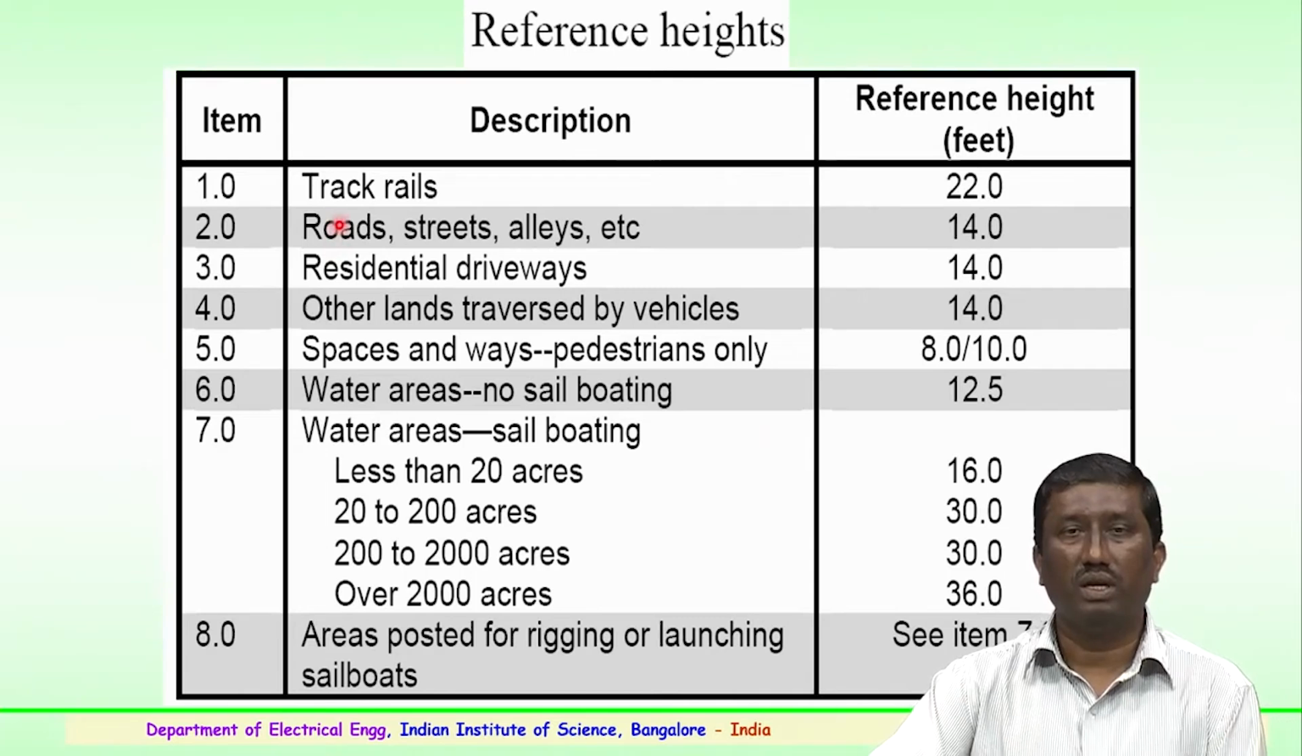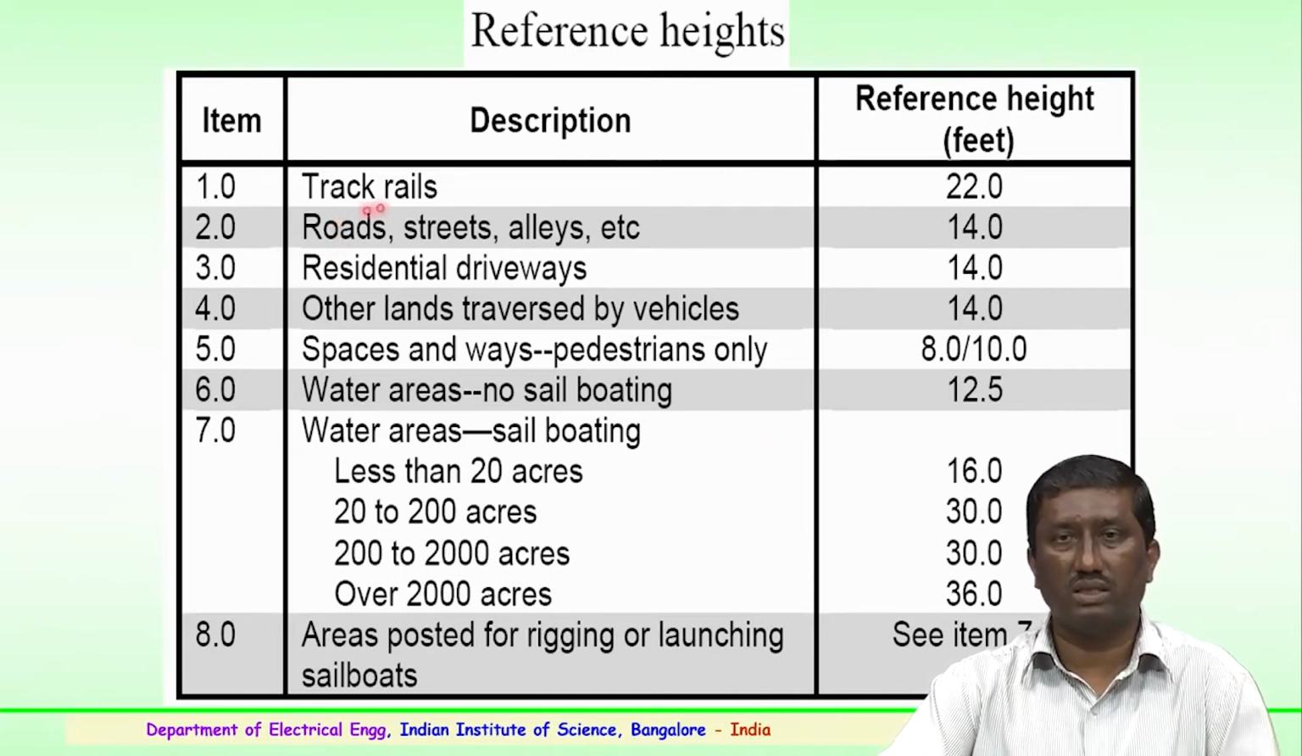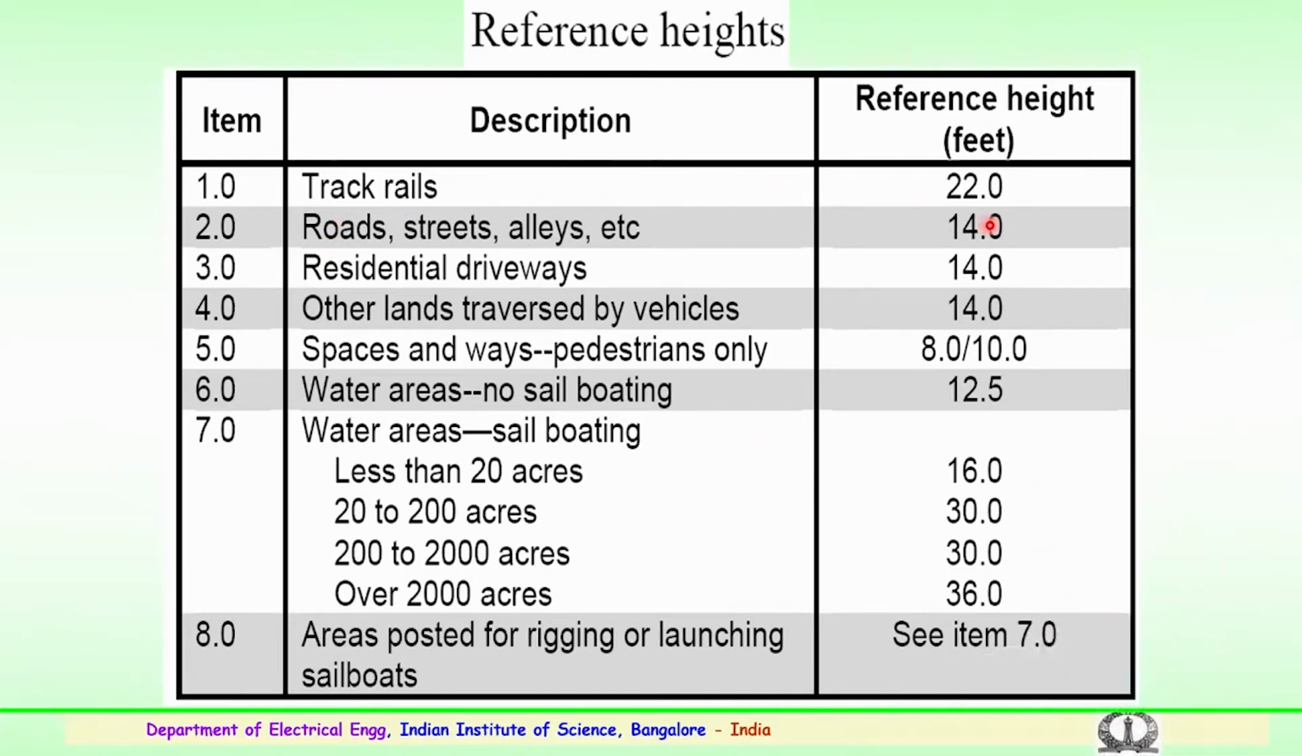So, in case of rail tracks, you have to have a 22 feet minimum consideration for the area. Then in case of normal roads or streets, 14 feet. For residential driveways, where vehicular traffic movement may occur, 14 feet is to be considered. Similarly, if it is only pedestrian, 8 to 10 feet is normally considered, apart from the electrical clearances.